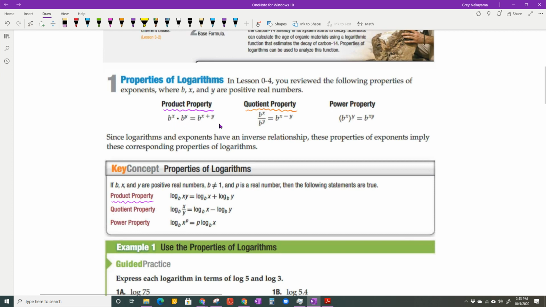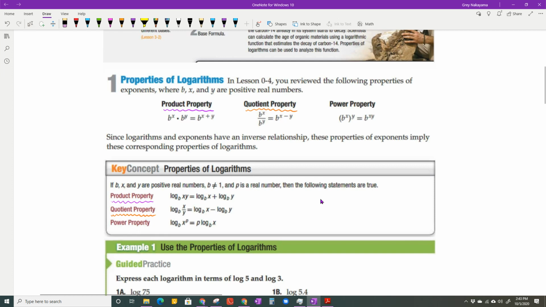Similarly, when you have the quotient property, okay, if I'm dividing two expressions with the same base, then I subtract their exponents. So similarly with logs, our quotient property says when we have the log of a quotient, that is equal to the difference, or we subtract the two logs.